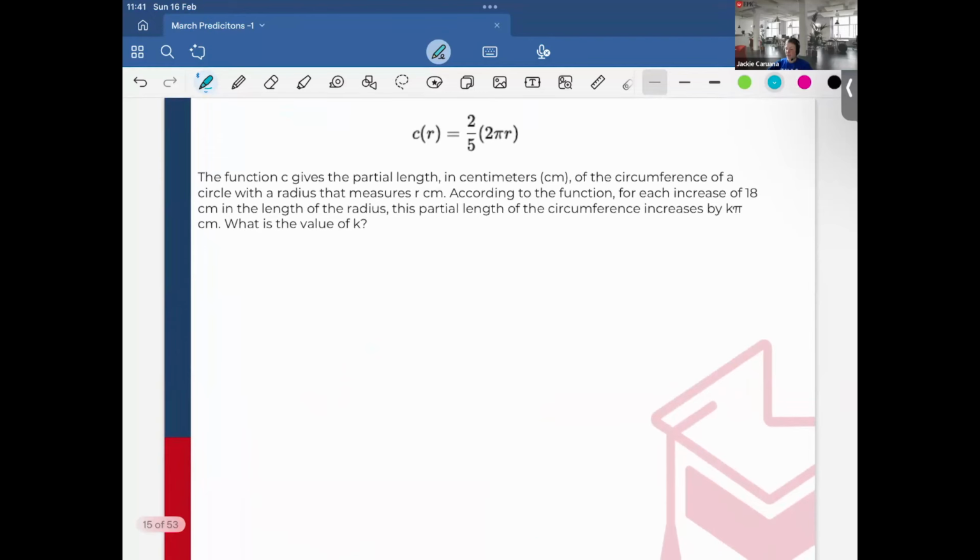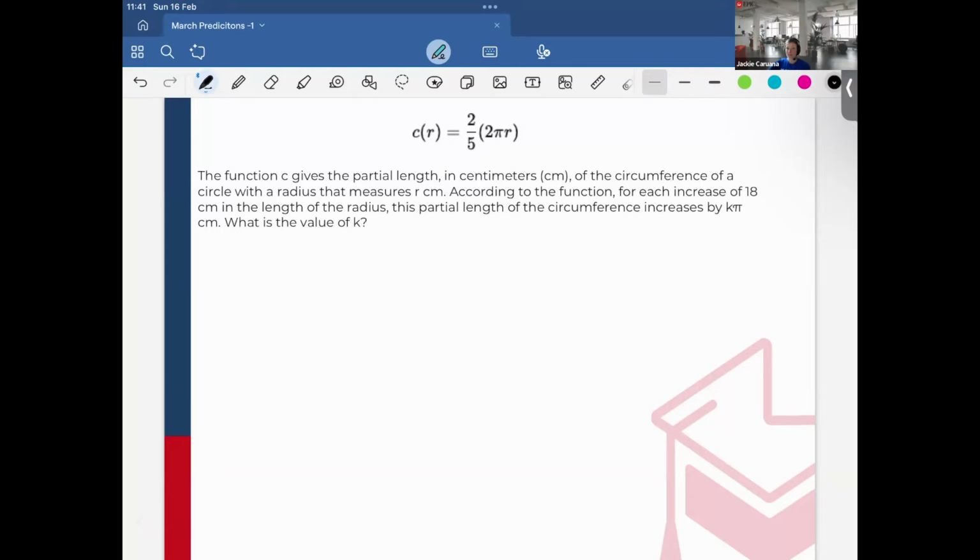The function c gives the partial length in centimeters of the circumference of a circle with a radius that measures r centimeters. According to the function, for each increase of 18 centimeters in the length of the radius, the partial length of the circumference increases by k pi centimeters. What is the value of k?